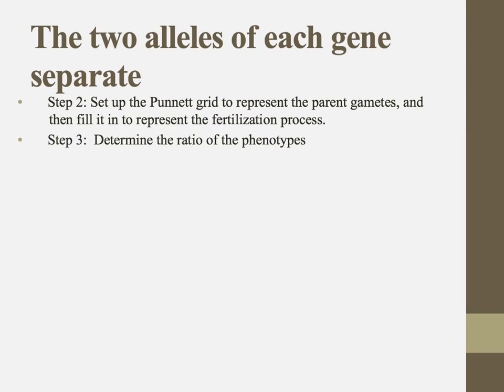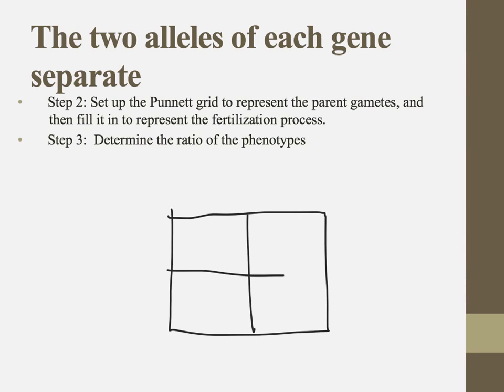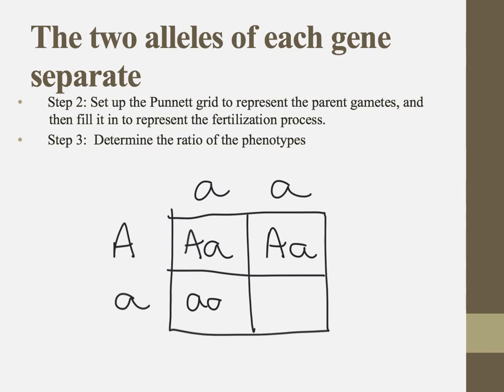Step 3, set up a Punnett grid to represent the parent gametes. So I'm going to draw my Punnett grid. I'm going to write the female across the top and the male across the side. It doesn't really matter which one goes where. And then I want to fill it in to represent the fertilization process. So this baby will inherit one allele from the dad and one allele from the mom. I want to continue crossing those until my Punnett grid is filled in.